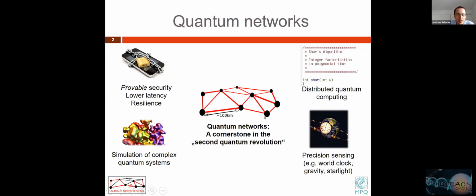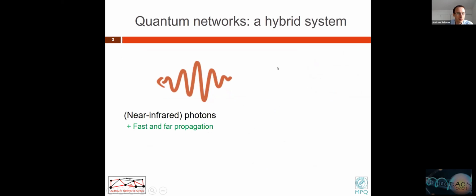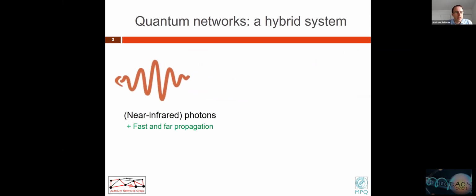The reason is that they have an intrinsic advantage: they are hybrid systems. In a hybrid system, you combine two physical entities in such a way that the disadvantage of one of them is compensated by the advantages of the other. In quantum networks, you take optical photons, ideally in the near infrared. Those have a unique property. They allow you to distribute quantum states at the fastest possible speed, which is of course the speed of light. At the same time, these photons can be coupled to a glass fiber and transmitted over many kilometers before they get absorbed.